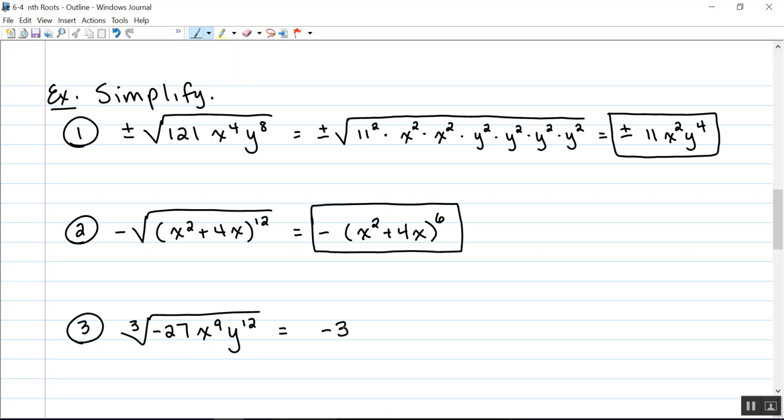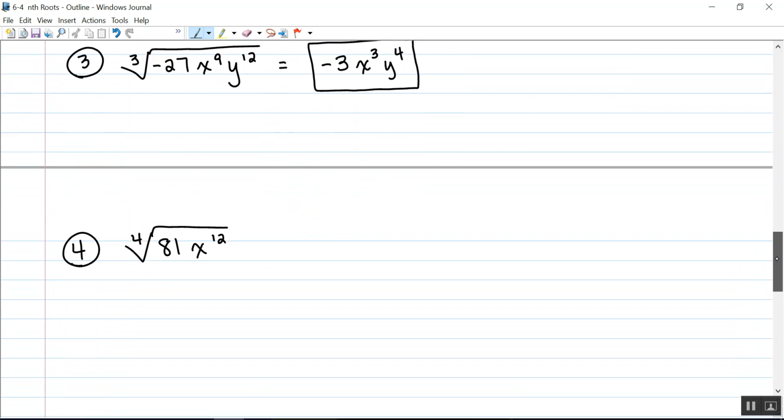And I'll show you in a little bit how to do some of this on your calculator. So there are 3 x cubes that make x to the 9th. So the cube root of x to the 9th is x cubed. There are 4 y cubes that make up y to the 12th. So that's going to be y to the 4th. And as you can see, the shortcut way is to just divide the exponent by the index.